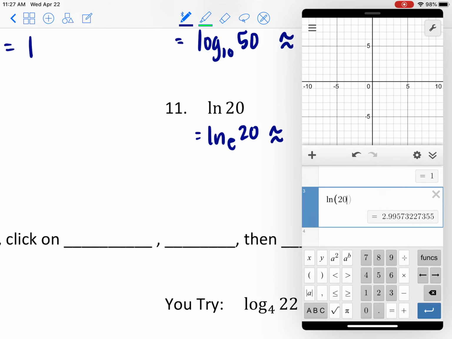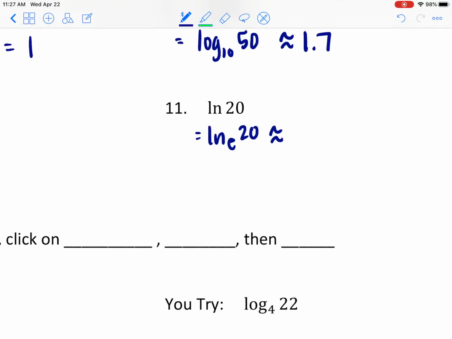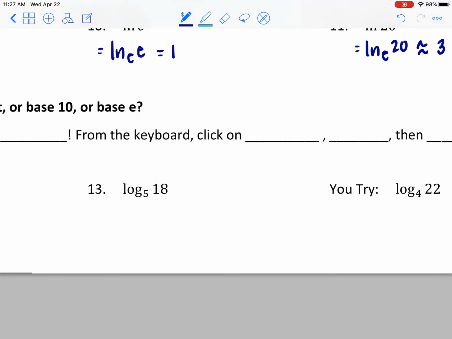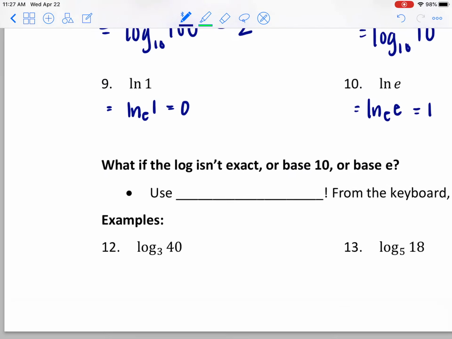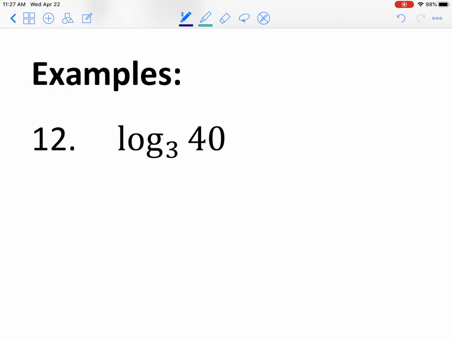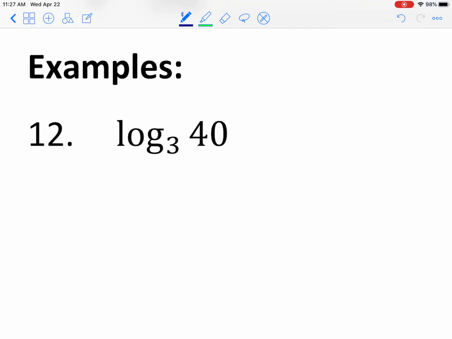We established that. Those ones made a little more sense. Natural log of 20 isn't going to be exact. The only way to get this is with the calculator. So if we go and find the natural log of 20, the calculator tells us it's going to be about 2.995-ish. So let's just say this is about 3.